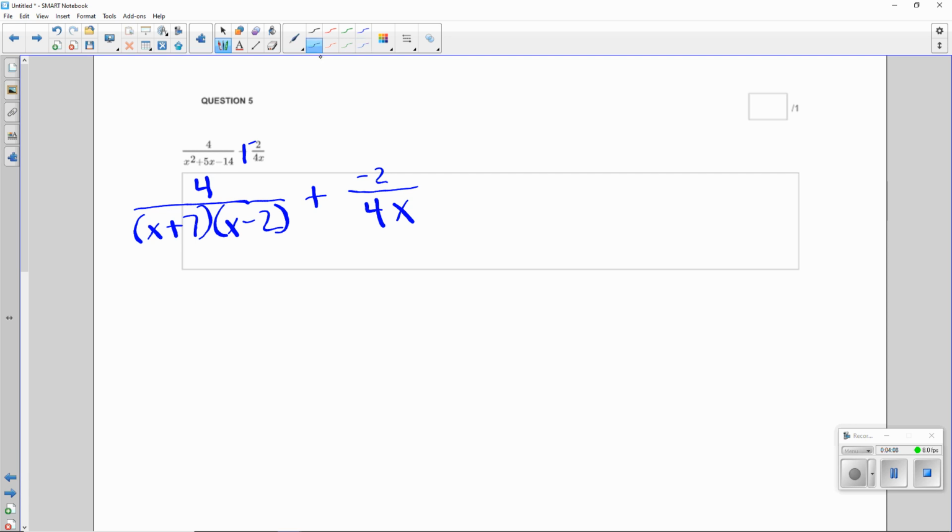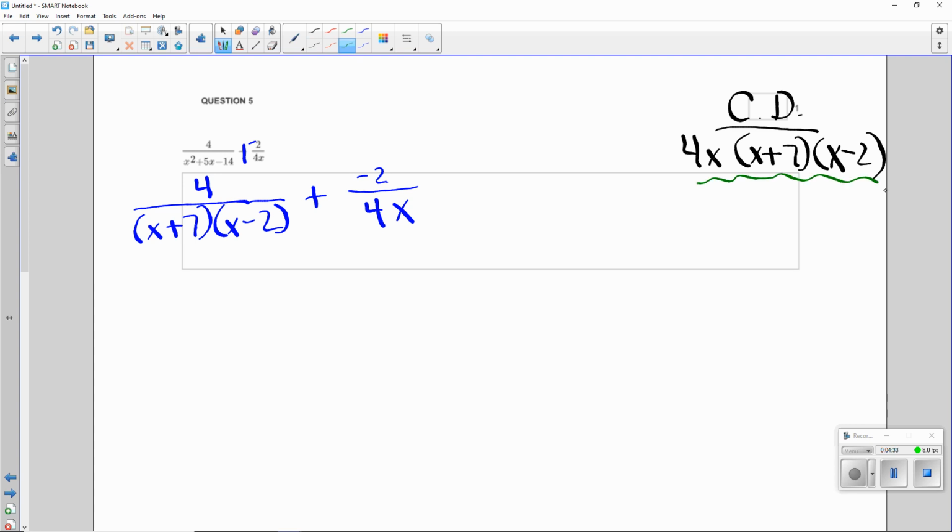All right, so this one's a little more complex. So to get our common denominator, it's all the factors at the bottom multiplied together. So I've got a 4x. I've got an x plus 2. And I've got an x minus 2. You don't actually need to multiply them together, so it's going to save us a lot of time. But this is our common denominator.